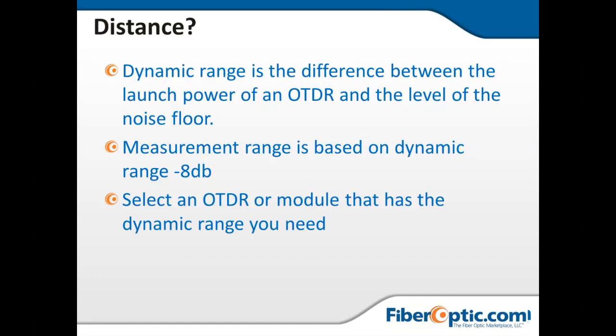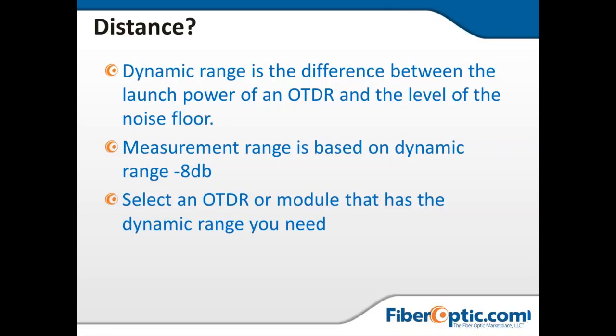If we try to go 0.35 and we were trying to do 100 kilometers, that's basically 35 dB of total range that we would need right there. So if we take the 8 dB overhead that we want to look at here, we're really looking at needing about a 43 dB OTDR to be able to accurately measure that kind of distance. So that's a high-powered OTDR, 43 dB.